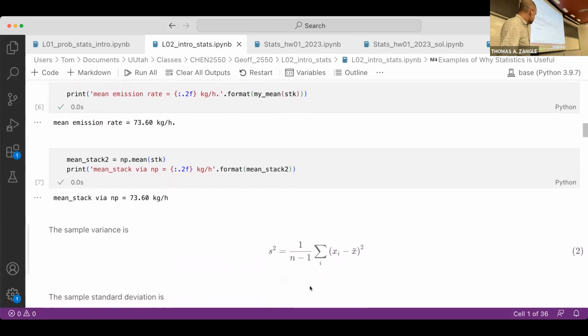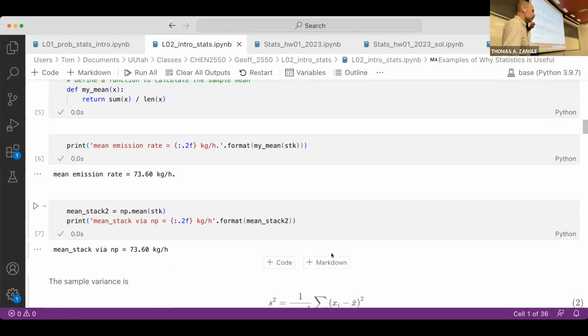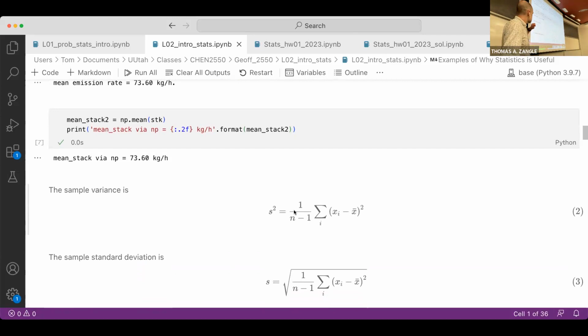Very similarly, we have the sample variance. On your homework, if I ask for the mean of an array of numbers, any of those is fine. I'm not going to require that you use NumPy specifically. Any of those methods to compute this in Python are totally fine.